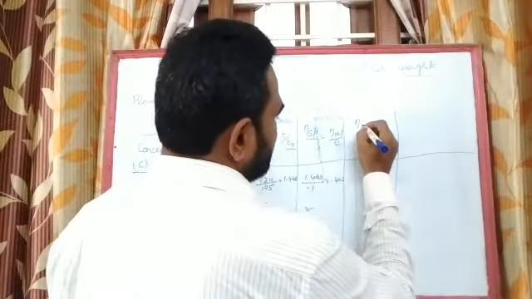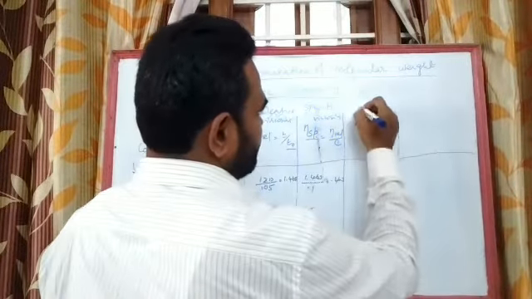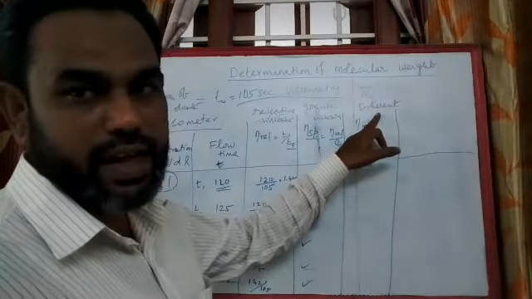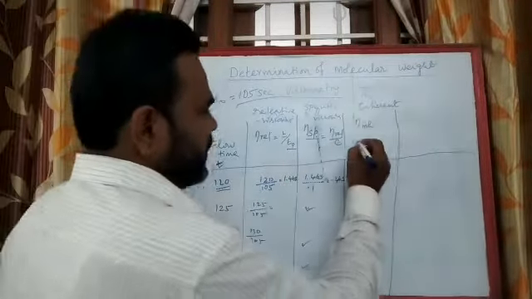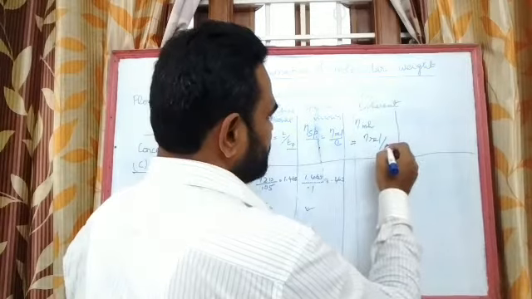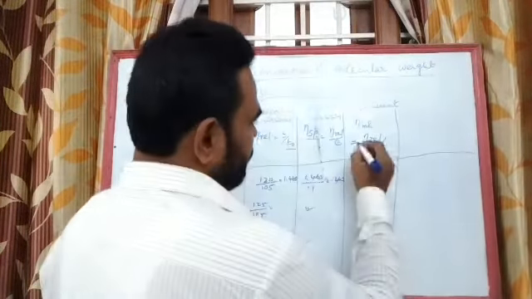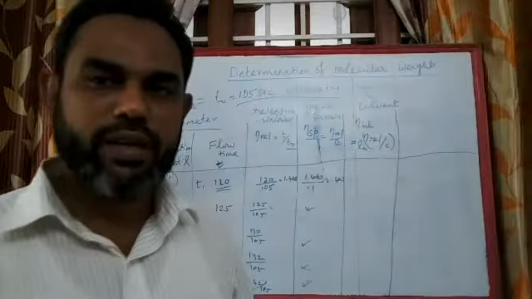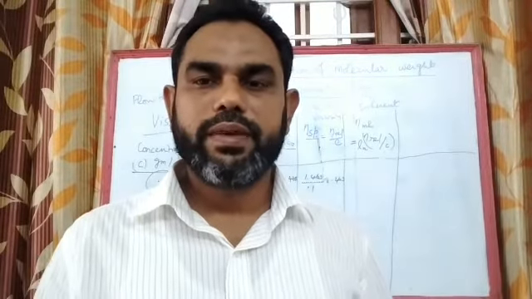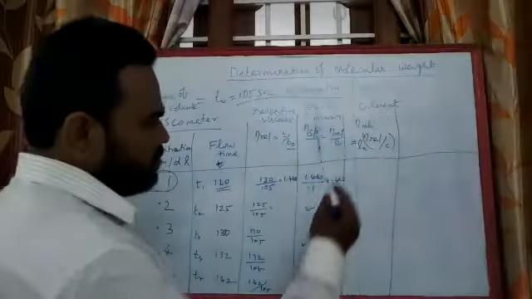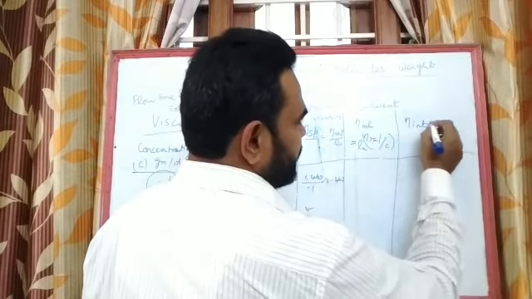eta inherent viscosity. Eta inherent viscosity is equal to the logarithmic value of eta relative, divided by C. This is nothing but the log of eta relative by C. And now from this you measure another viscosity, eta intrinsic.